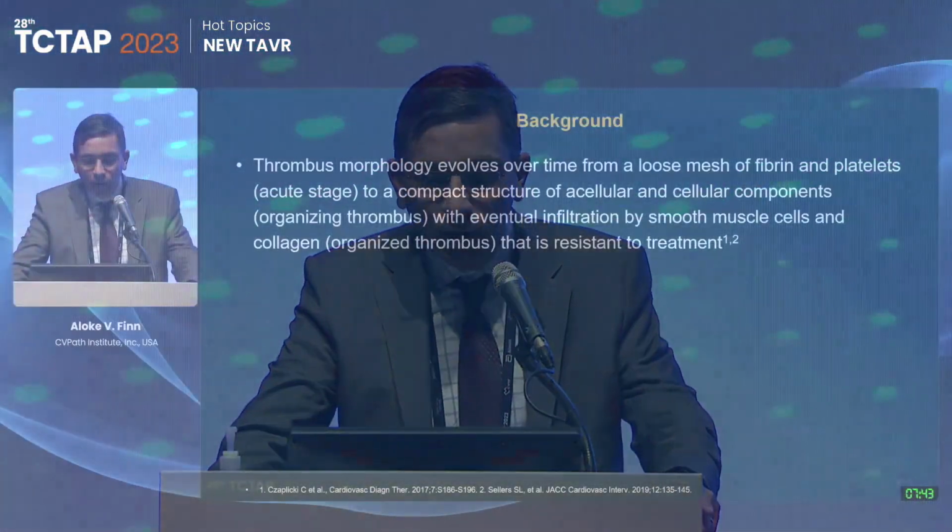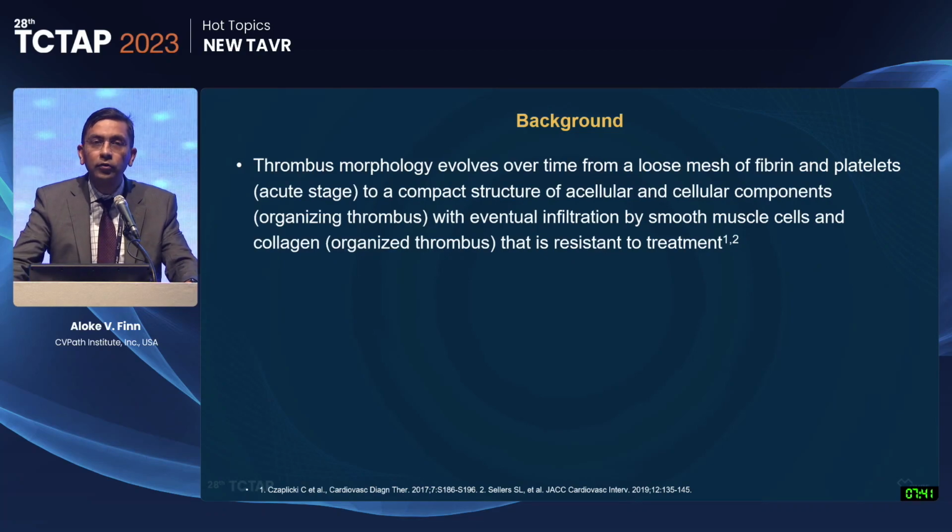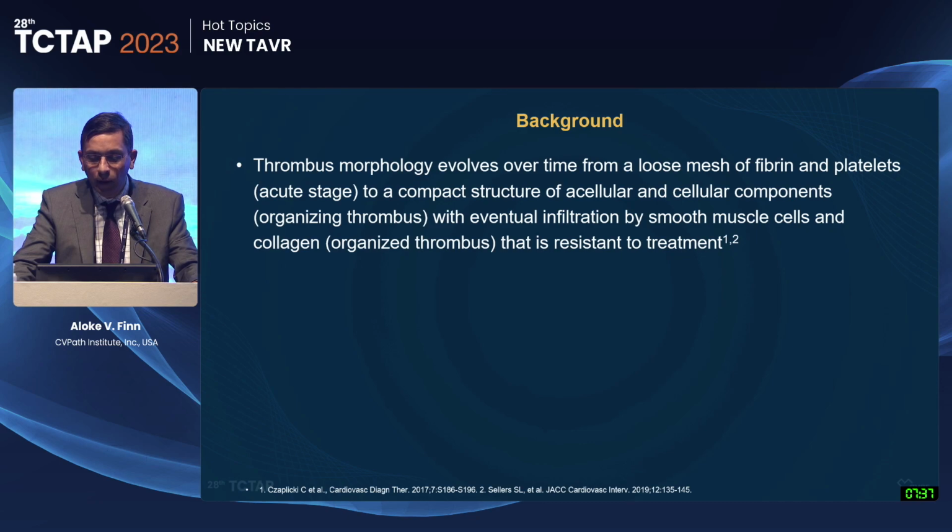These are my disclosures. So as a background, thrombus morphology evolves over time from a loose mesh of fibrin and platelets to a compact structure of acellular and cellular components, which we call organizing thrombus, with eventual infiltration by muscle cells and collagen, which we call organized, that is essentially resistant to any anticoagulation treatment. This is the natural history of any type of thrombus in the body.